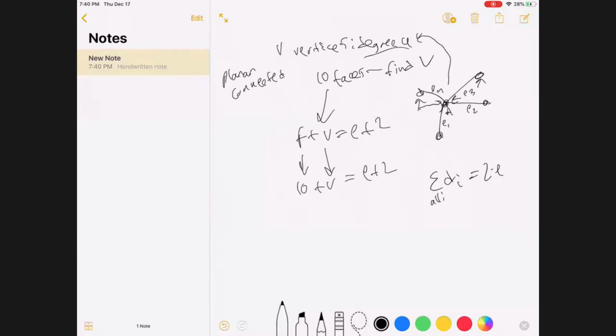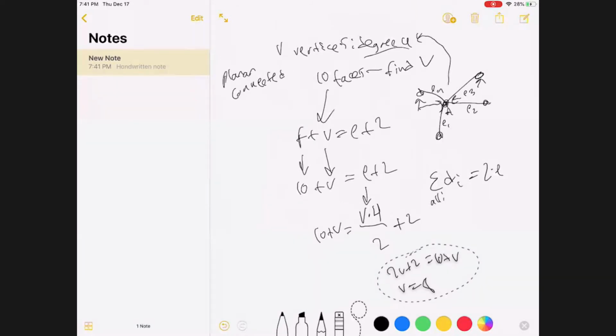And so the number of edges would just be, well, there's V vertices, and they each have degree 4. But then you have to divide by 2 because each edge is counted twice. And so you get 2V plus 2 equals 10 plus V. And this is just a matter of algebra. You'll get V equals 8, I believe. Let me just check my math here. I believe V actually equals 12.